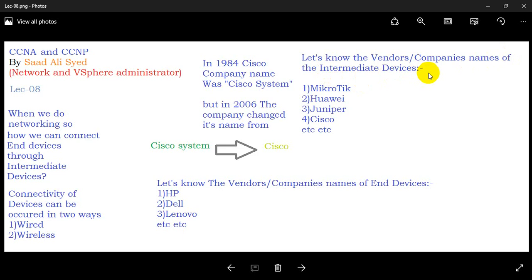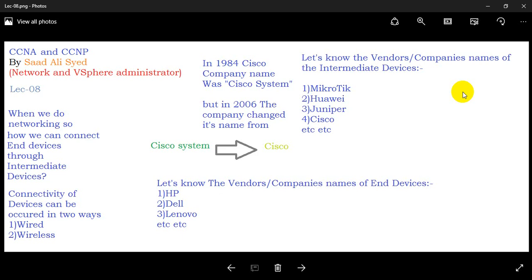MikroTik, you already know. Huawei, you already know. Juniper, you already know. Cisco, you already know. And there are many more as well. Let's know the vendors and company names of end devices. You know HP, Dell, Apple, Lenovo ThinkPad, for Android, Huawei as well. So Huawei also creates end devices like mobile phones, Android, and it's also a company of intermediate devices like routers, switches, firewalls, etc. And you know there's the Huawei cloud computing solution as well.